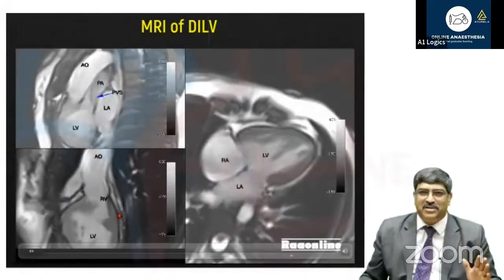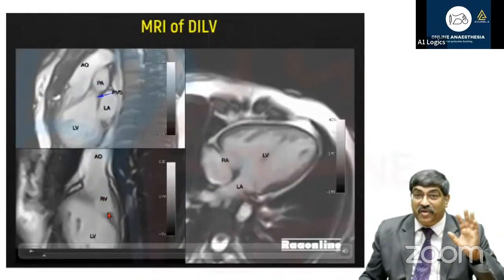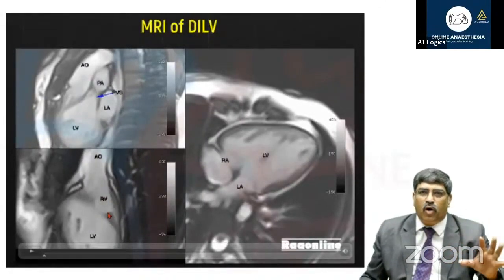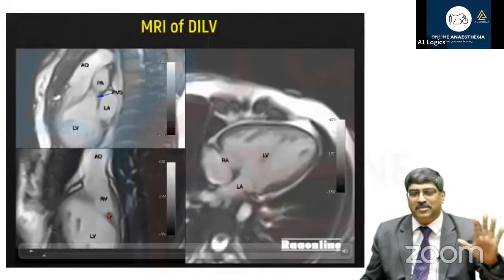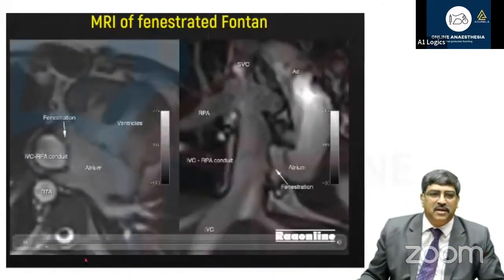In this type of imaging, you can see the right ventricle being hypoplastic. This type of excellent characterization of the volume and tissue can never happen with echocardiogram. So, MRI has become the gold standard with congenital heart disease.